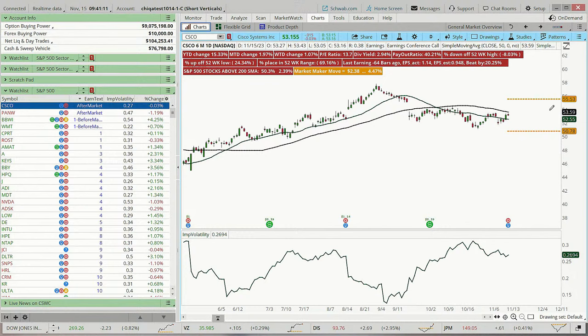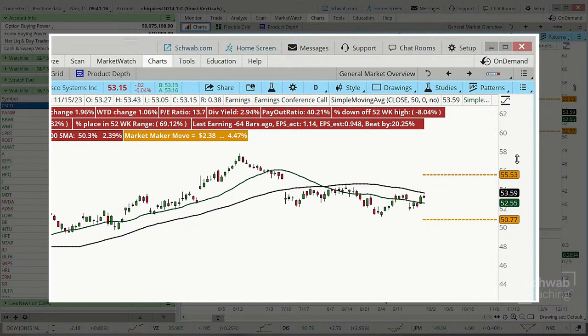I want to note we want to be above 55.50, so I'm going to choose 55.50. We want to be above that, so we're probably going to want to do a 56, 57 short call vertical up here. And down here, we want to be below 51. So on the put side, we're probably going to want to do a 51, 50. So let's see exactly what that would look like then.